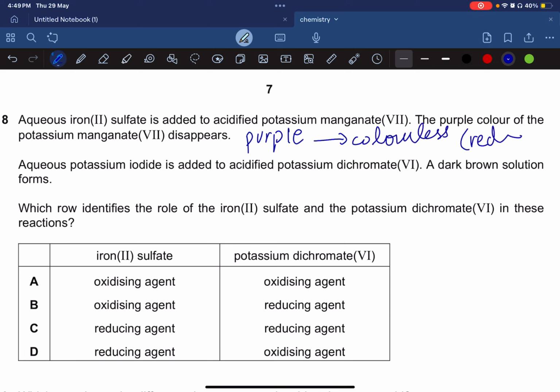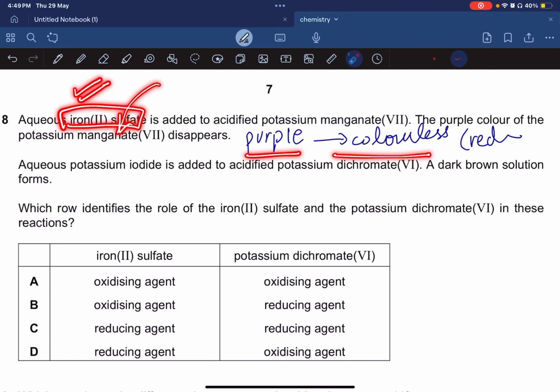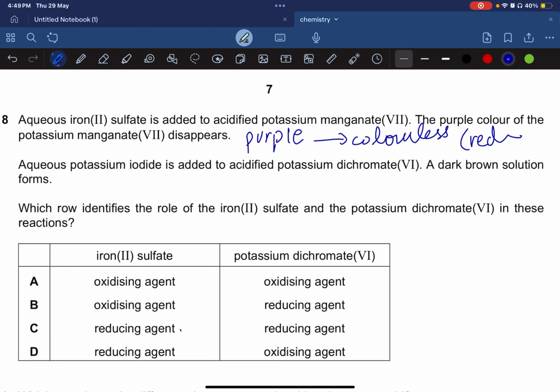That means that if we have a reducing agent added to potassium manganate, it's going to turn from purple to colorless. Okay, aqueous iron 2 sulfate is for sure a reducing agent, because whenever we add something to potassium manganate and it turns from purple to colorless, that means the thing that we've added is a reducing agent. The purple color of the potassium manganate disappears. That means iron 2 sulfate is a reducing agent.